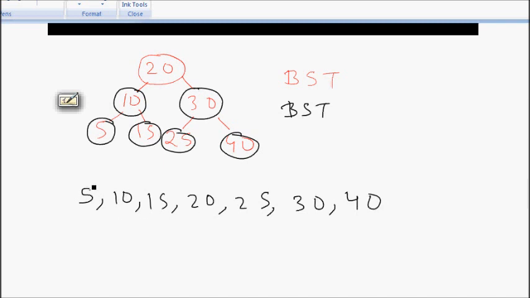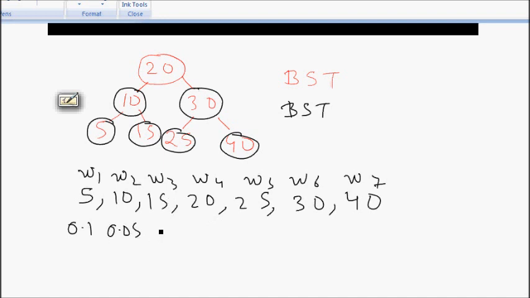So these are like w1, w2, w3, w4. These are the 7 elements, and let's say in the question we will be given some probabilities. When given these numbers, the probability that we search some number, let's say 5, is 0.1, of searching w2, that is 10, is 0.05, of searching w3 is 0.22, this 0.15, something like this. We are given some probabilities of searching these numbers in the binary search tree.